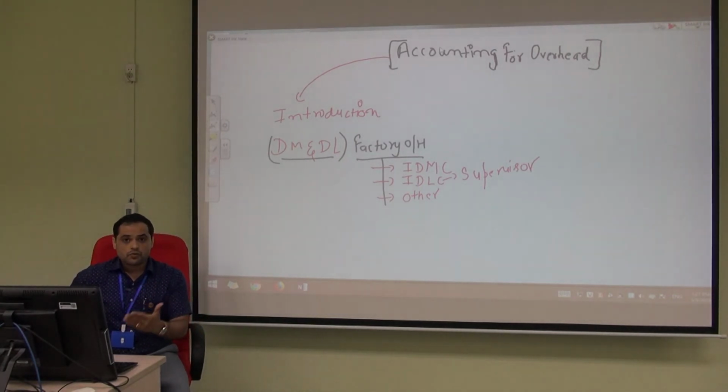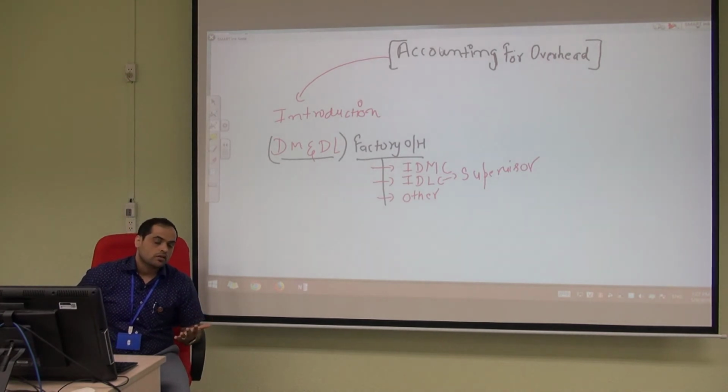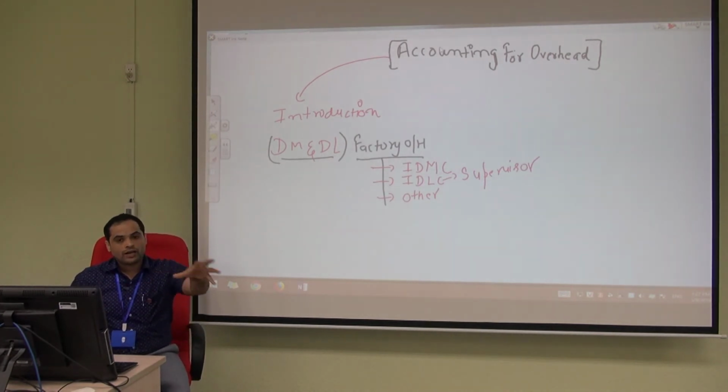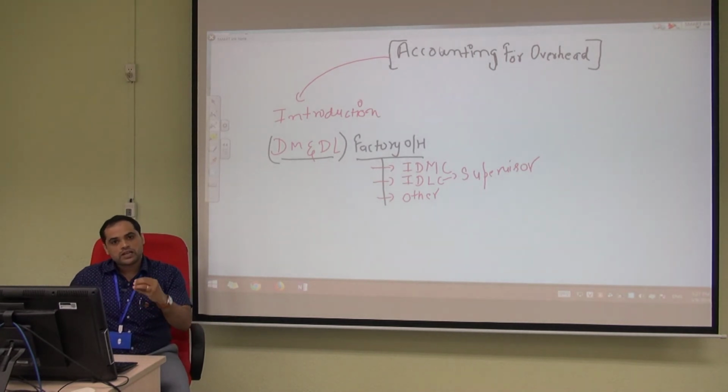The supervisor does not work on the machine. Supervise basically means to monitor and look at the people, right? The people who are working in a factory. So whatever money we are paying to the supervisor, that's called the indirect labor cost.